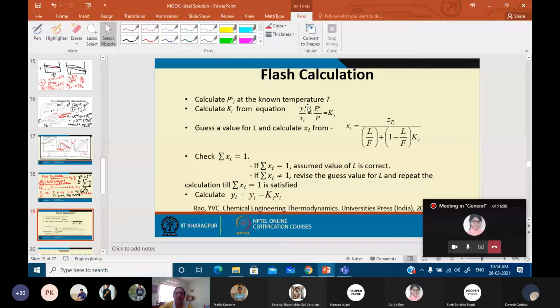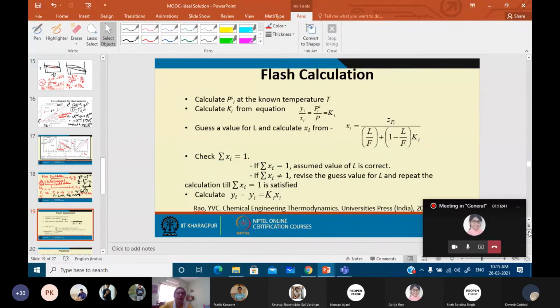You have to calculate P_i^s, calculate x_i. Once you know P_i^s and P, you can calculate K_i. The moment you can calculate K_i, you have to guess L, and then calculate x_i. For all the x_i's that you have calculated, find out if sigma x_i equals 1. If it is 1, you are saved, your guessed value of L is correct. If it is not equal to 1, then you have to revise the guessed value and continue. And this is the way by which you find out y_i and x_i.